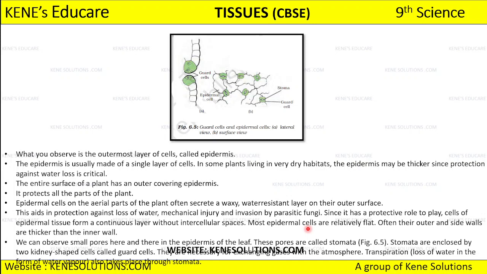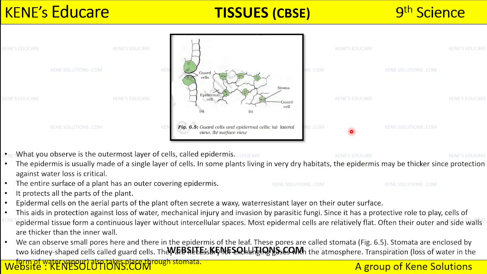Inner wall से thicker जो है उनका, ठीक है. Okay, so we can observe small pores here and there in the epidermis of the leaf. अब जब आप leaf का epidermis देखोगे, आपको वहाँ पे small pores दिखेंगे, and we call those pores stomata. क्या बोलेंगे? Stomata. Now stomata जो है, that is enclosed by a bean shaped kidney. And can you see this bean shaped kidney? That is called the guard cell.